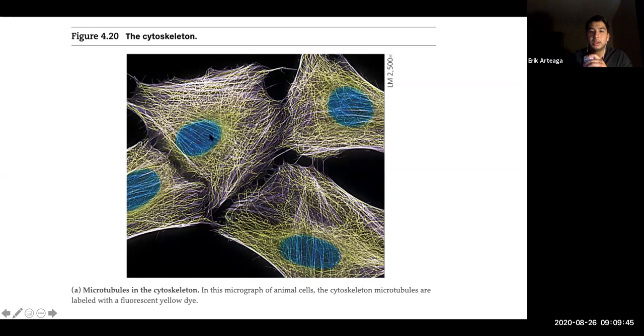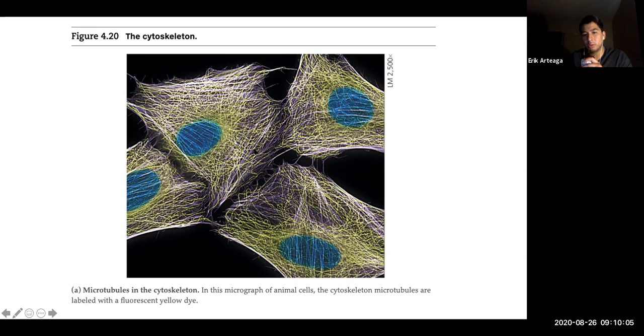Here you have the cytoskeleton shown of the cell. This is a micrograph of an animal cell. The cytoskeleton microtubules are labeled with fluorescent yellow dye. So all of these yellow bits and pieces, these squigglies you see here, are microtubules, again, making sure that the structure of that cell is kept, right?